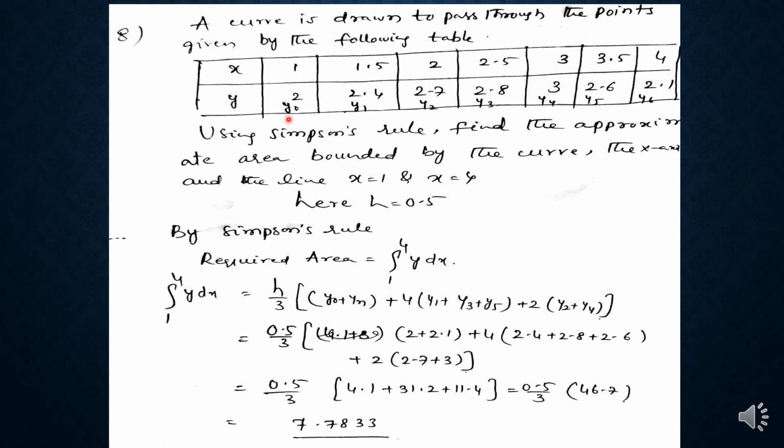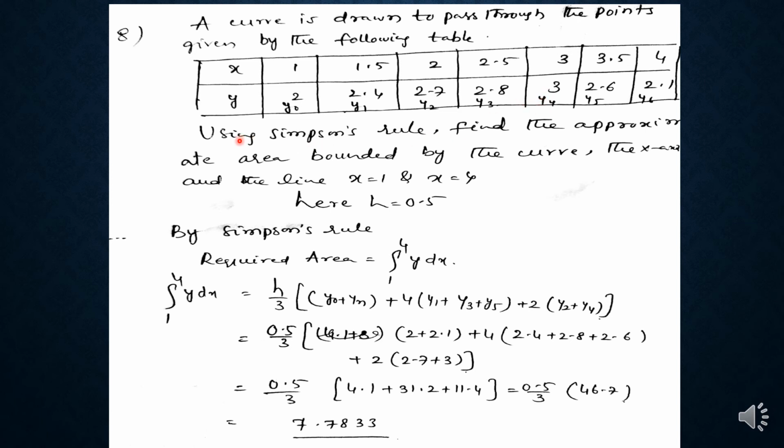See this problem. A curve is drawn to pass through the points given by the following table. If x is equal to 1, y is equal to 2.4; if x is equal to 1.5, y is equal to 2.7; if x is equal to 2, y is equal to 2.8; if x is equal to 2.5, y is equal to 3; and if x is equal to 3.5, y is equal to 2.6; if x is equal to 4, y is equal to 2.1.